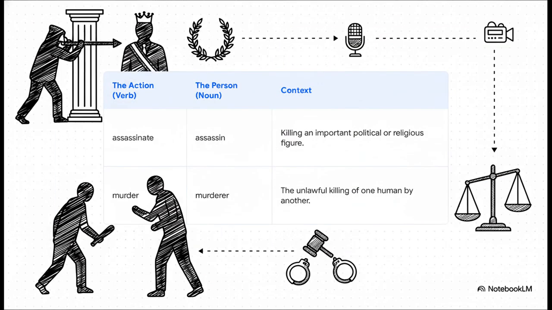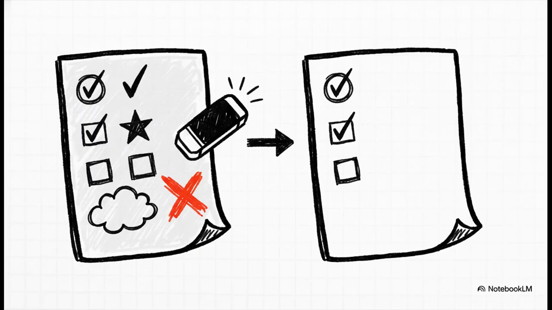This table shows a fantastic distinction between two very strong verbs. To assassinate is incredibly specific. It's used for the killing of an important public figure, almost always for political reasons, and the person who does it is called an assassin. Murder, on the other hand, is the general legal term for unlawfully killing any person. The person who does that is a murderer. So, a king might be assassinated, but a victim in a mystery show is usually murdered. Context is everything here.